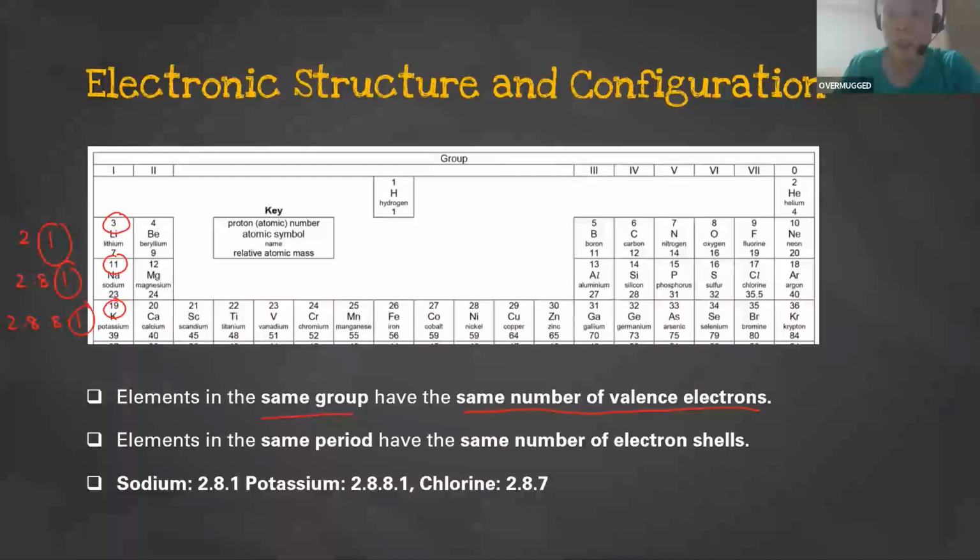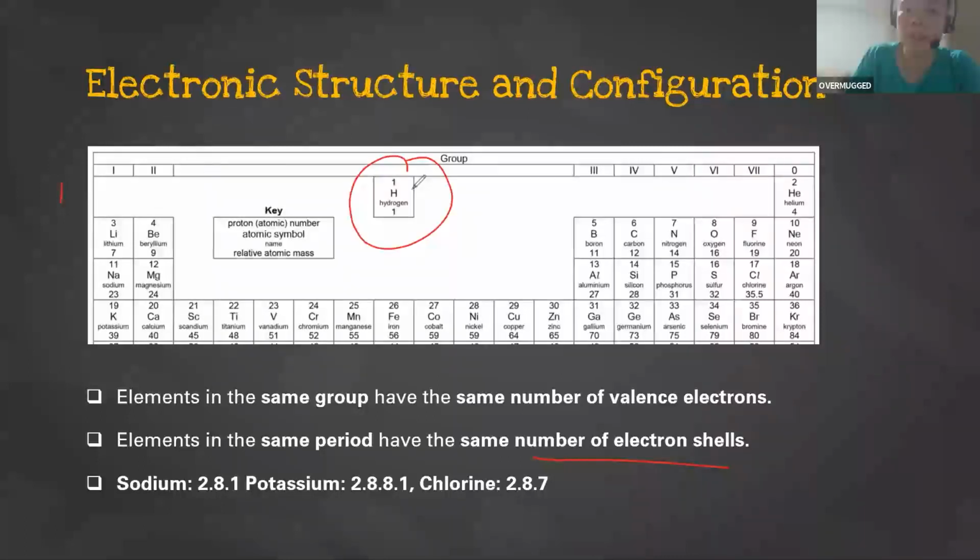What about the period? The period actually corresponds to the number of electron shells that the atom has. This is period 1. Do not forget, most students will forget this. This is period 2. Something to mention also: when we write the group number, write Roman numerals, otherwise you will get penalized. But when you write the period number, we use the normal number system. So this is period 2, period 3.